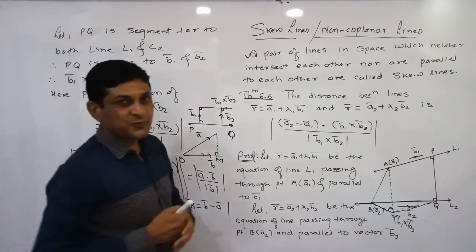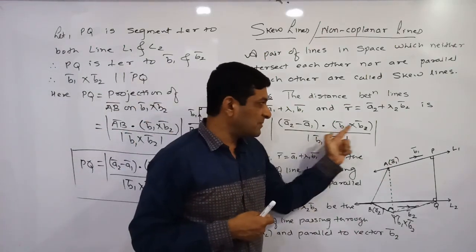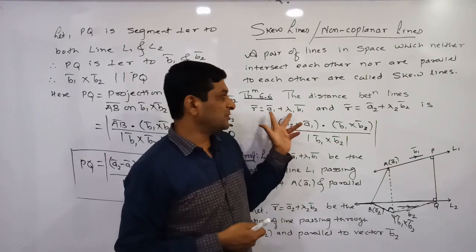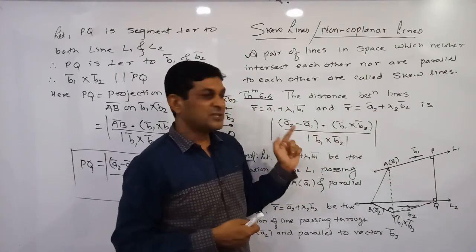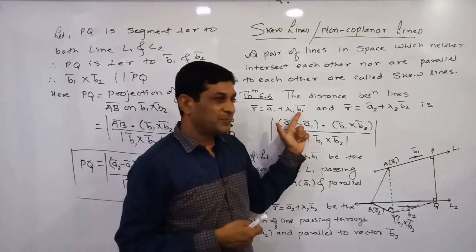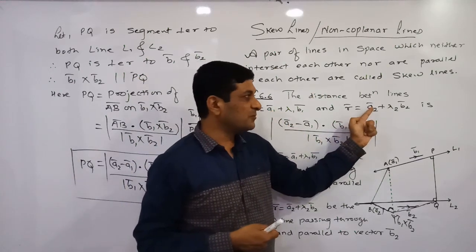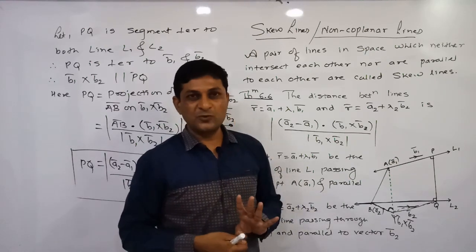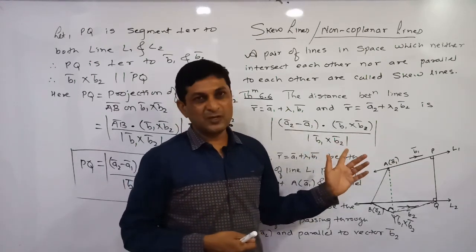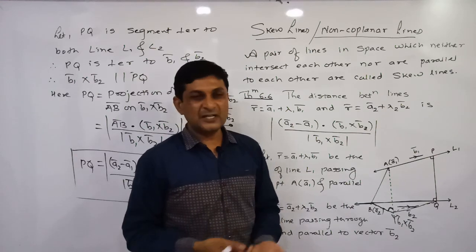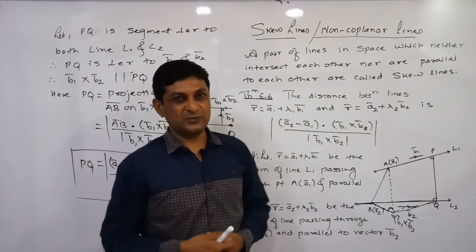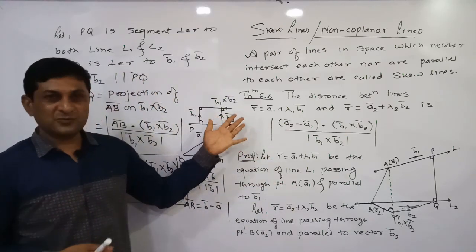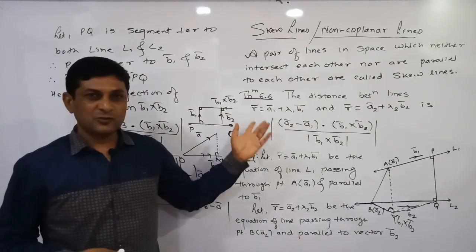To apply this formula, which values are required? B1 bar, B2 bar, A1 bar, A2 bar. All these values we will get from the equations of the two lines. From the equation of the first line, we will get A1 bar, B1 bar. From the equation of the second line, we will get A2 bar and B2 bar. If the values of these four vectors are known to us, this formula is applicable to find the shortest distance between two lines, or in other words, the distance between two lines. So in this way, we have proved the very important formula to find the distance between two lines.